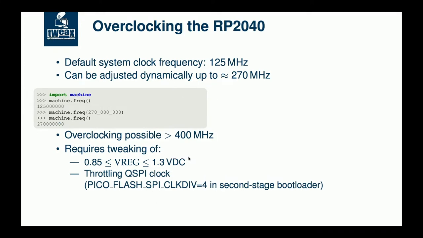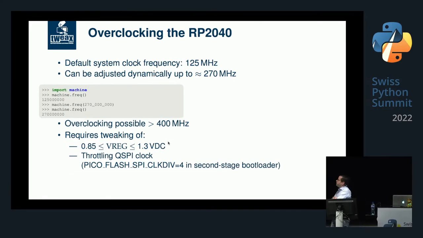The machine module also has this frequency function where you can read the system clock frequency and you can set it. For example, people sometimes want to reduce the power consumption of the microcontroller, and for that they will try to lower the frequency as long as they have enough processing power. Other people want more processing power, and they will just increase it. You can easily adjust the system clock dynamically to something like 270 megahertz just by calling this frequency function.